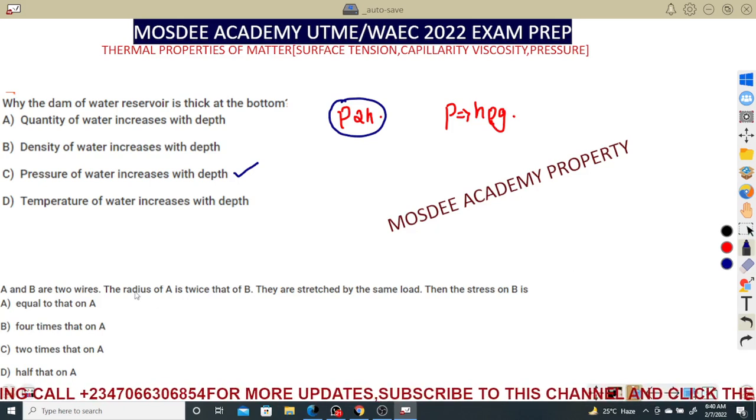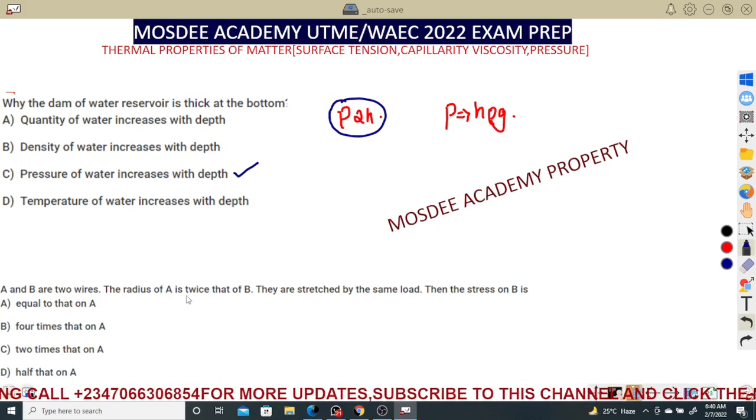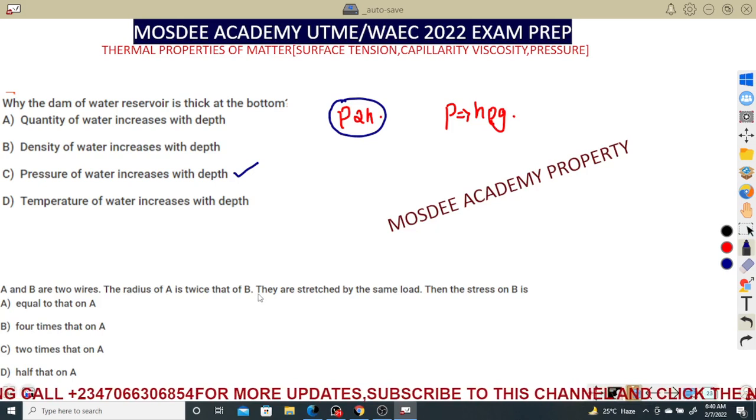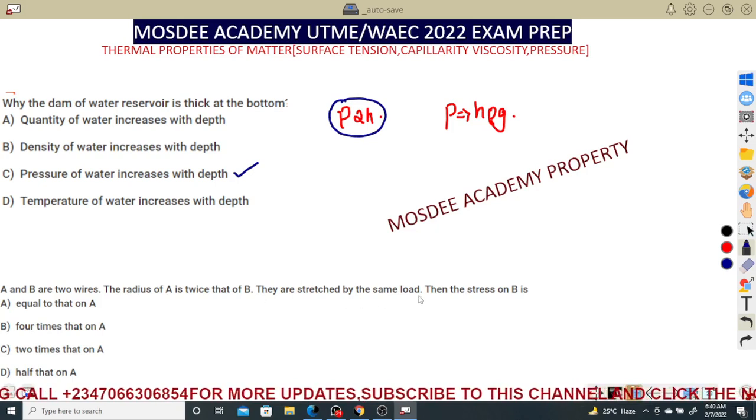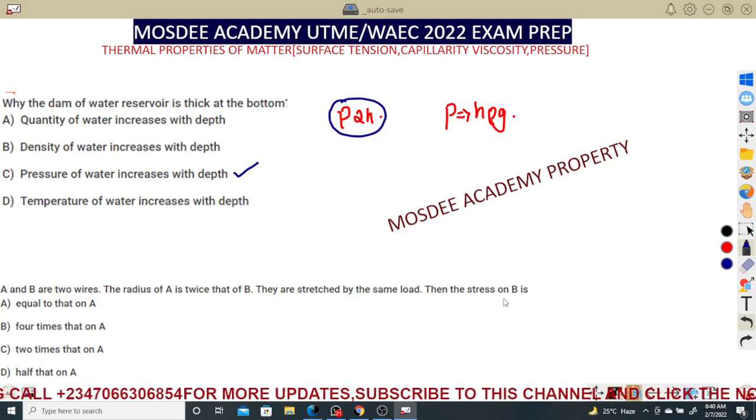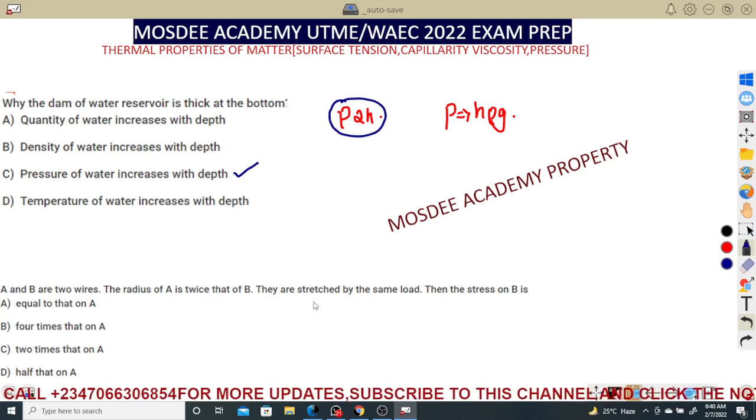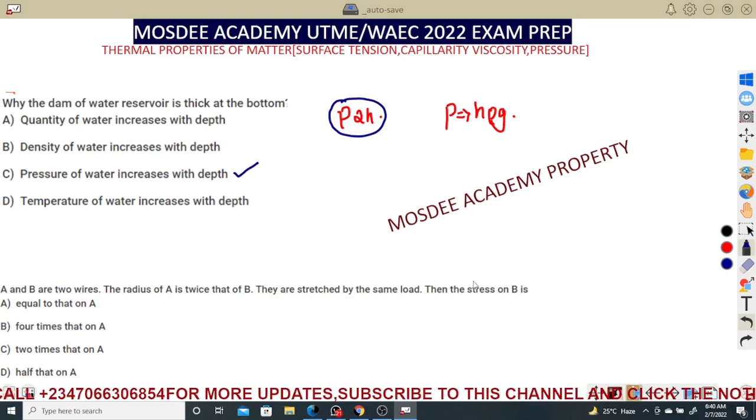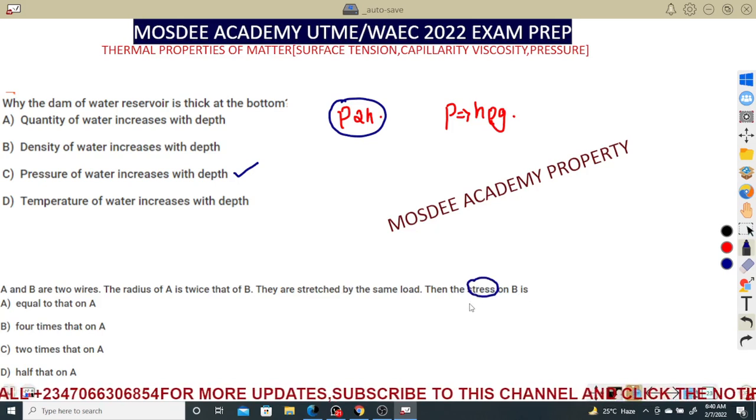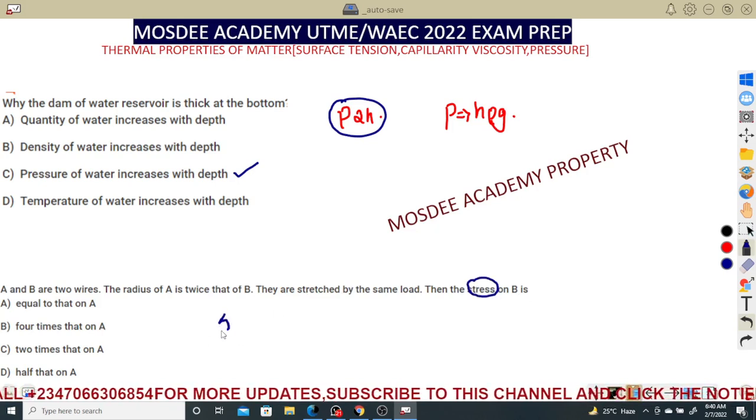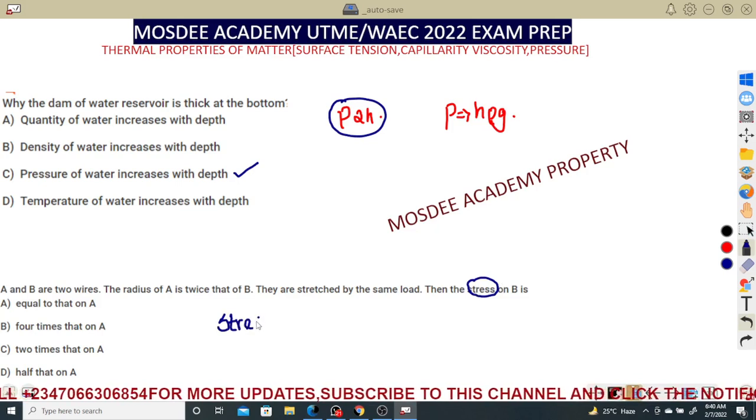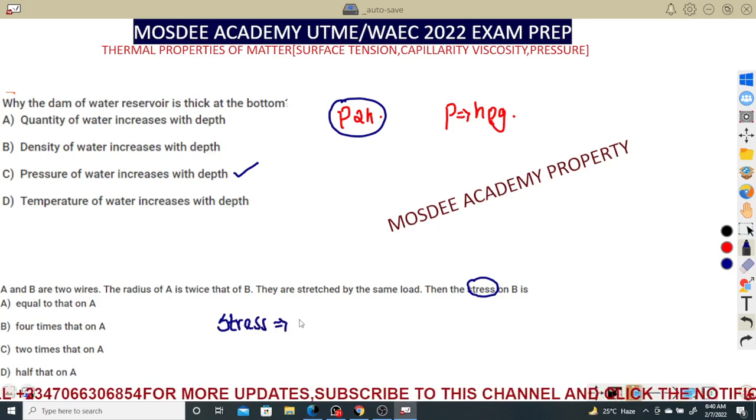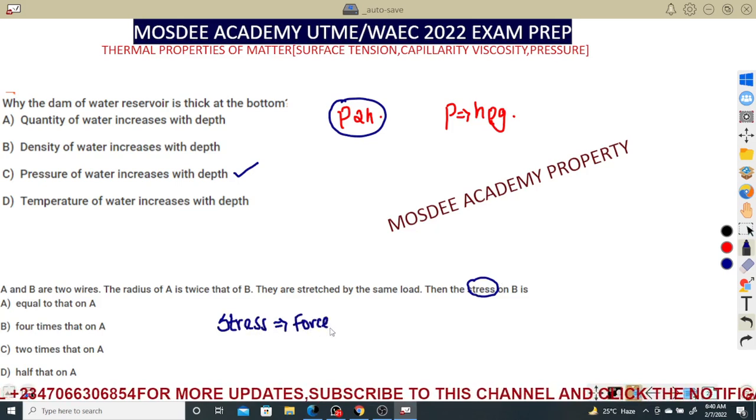We have A and B, two wires. The radius of A is twice that of B. They are stretched by the same load. Then the stress on B is dash. Yes, we can just go by the formula of stress because the question is asking with respect to stress. We've talked about that under the topic of elasticity, and stress is equal to force over area.